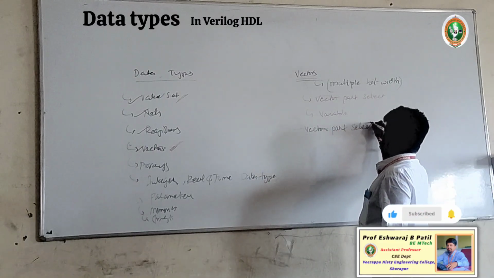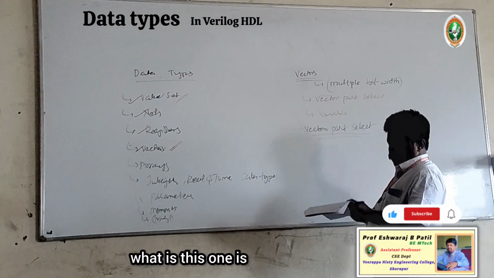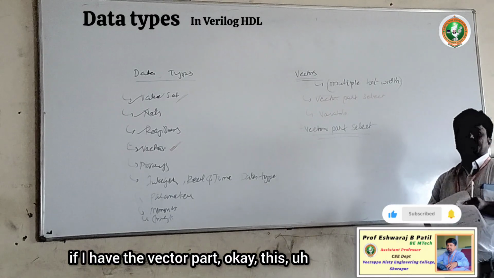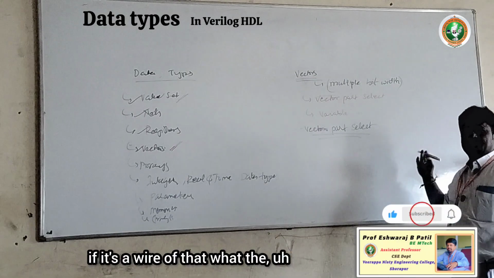Vector part select, what is this? If I have a vector, if it's a wire of 7:0, a bus was there.